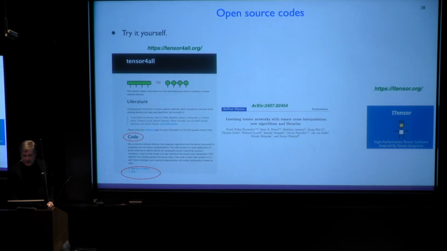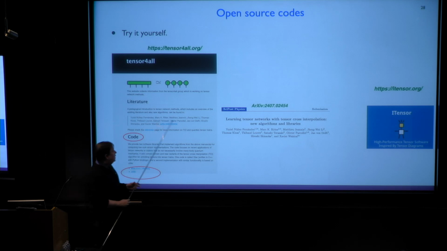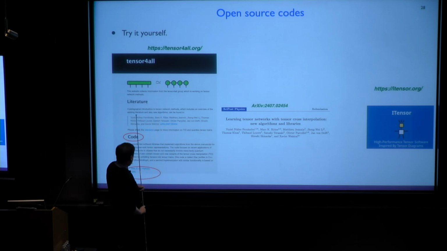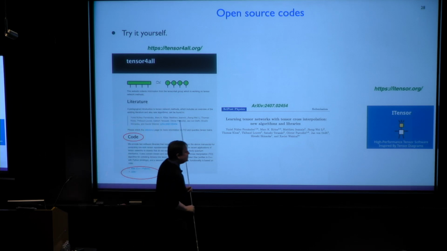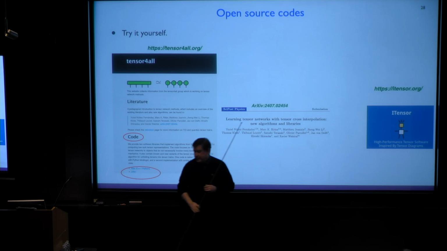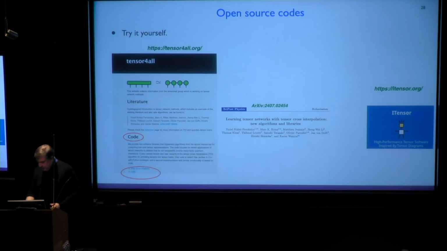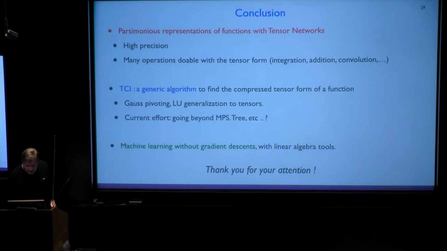If you want to play with it, there is open source code linked to our papers called tensorforall.org, with my collaborators. Also, you can find some of it in iTensor. So you have the choice between different languages, Python, C++, Julia, everything. So you can have an implementation. And the conclusion is there is a lot of interesting things to do with this parsimonious representation of functions with tensor networks.